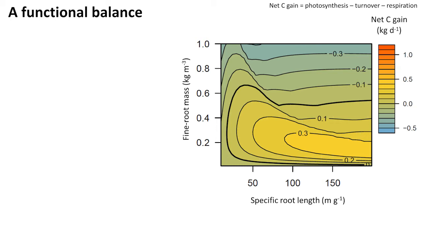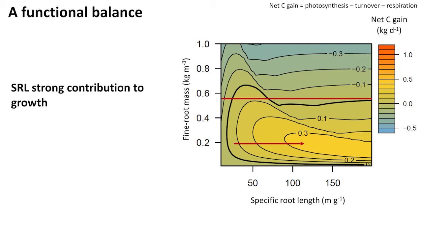So in this figure, you also see a thick line, which is the zero isocline. At this line, the net carbon balance of a plant is zero, so the carbon gained is equal to the carbon lost. So we can see different things here. In the first place, we see that at a low fine root mass, so over here at 0.2 kilograms per cubic meter, an increase in specific root length leads to an increase in tree growth. And actually, the highest tree growth values came out of the model. So specific root length seems to have a quite strong contribution to tree growth, especially if plants do not have a lot of fine root mass.